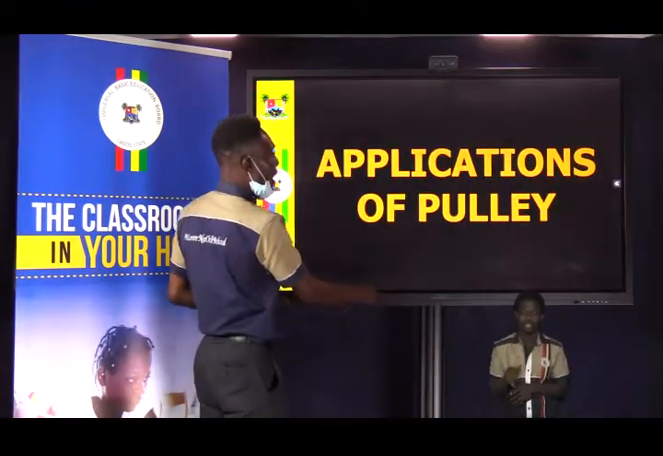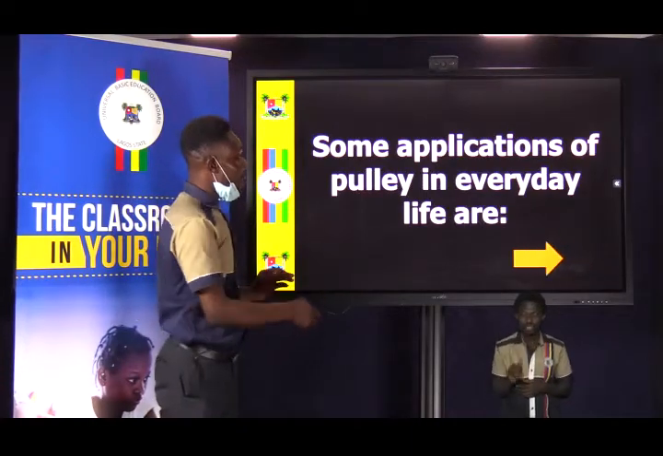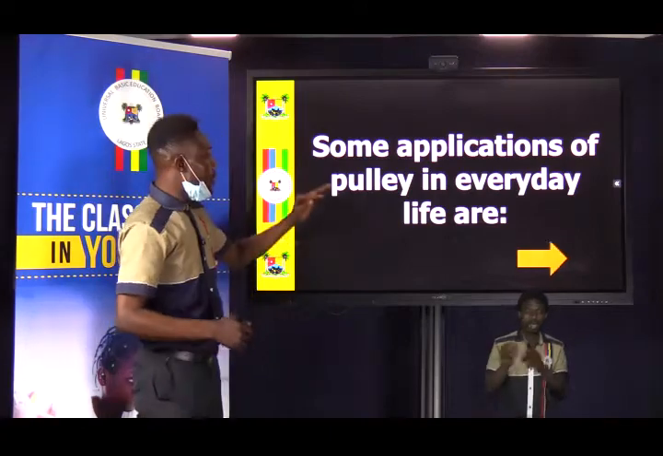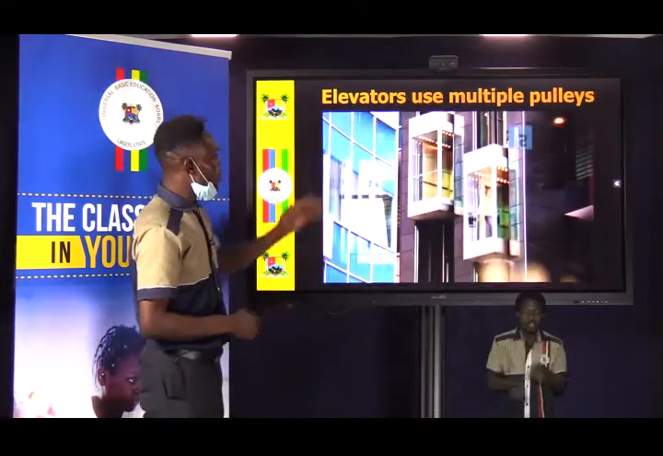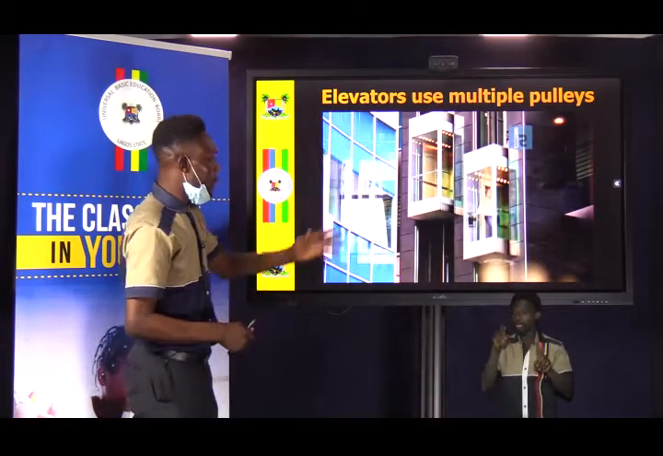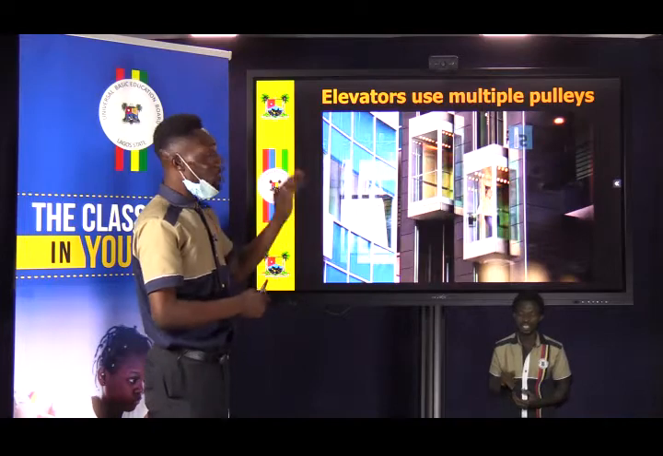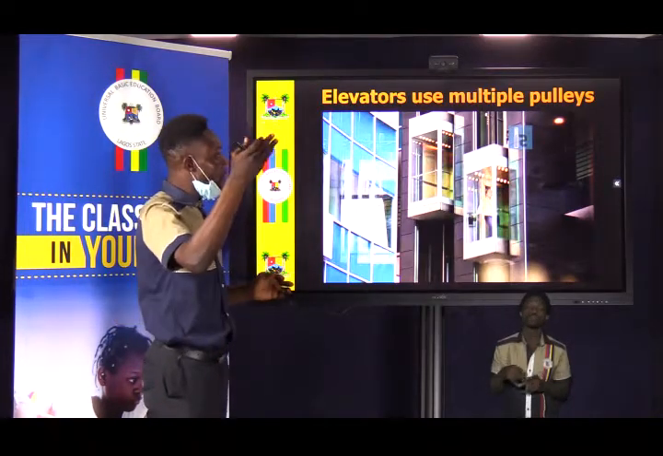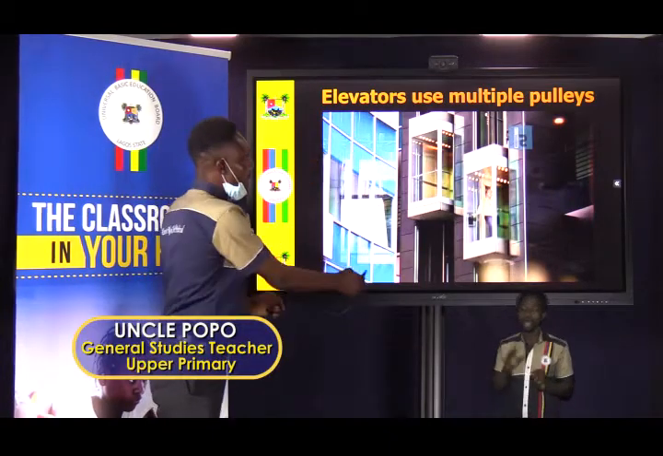Now let's talk about applications of pulley. In my explanation, I've been talking about the applications, but let's look at more examples. Some applications of pulley in everyday life are, let's look at the first one. Elevators use multiple pulleys. Using an elevator, it makes use of pulley to lift the people or loads up and to bring them down. So pulley is applied in elevators.